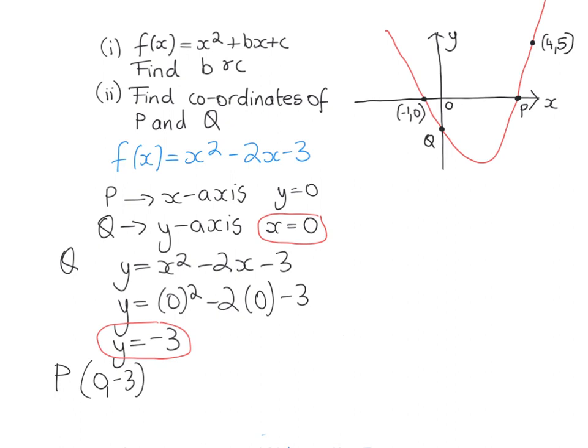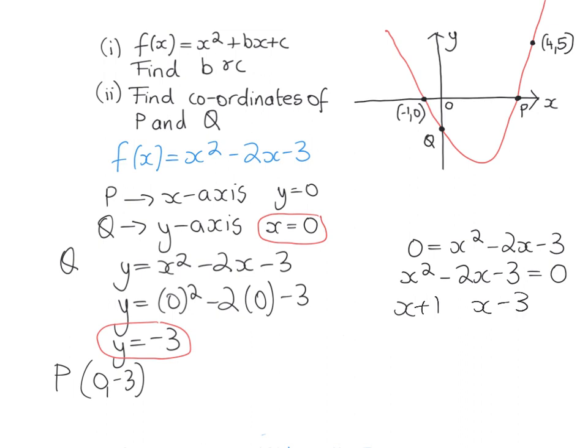Now, where the graph P cuts the x-axis, y is equal to 0. So in this case, it's going to become 0 is equal to x squared minus 2x minus 3. I like to write it so that the 0 is on the right-hand side. So it's going to be x squared minus 2x minus 3 is equal to 0. Now, to solve this, we use our box method, and when you use your box method, you're going to end up with x plus 1 and x minus 3. So then x is going to be equal to minus 1, and x is going to be equal to 3.